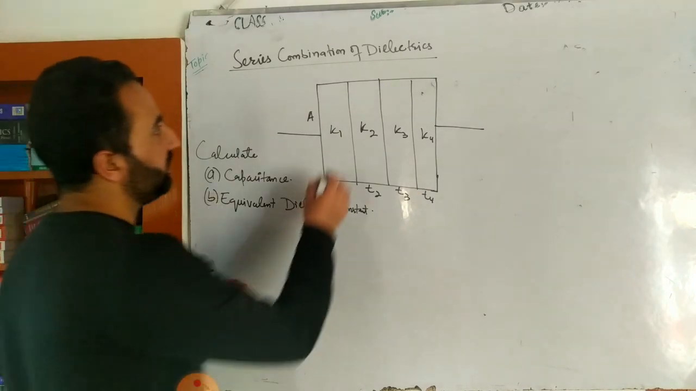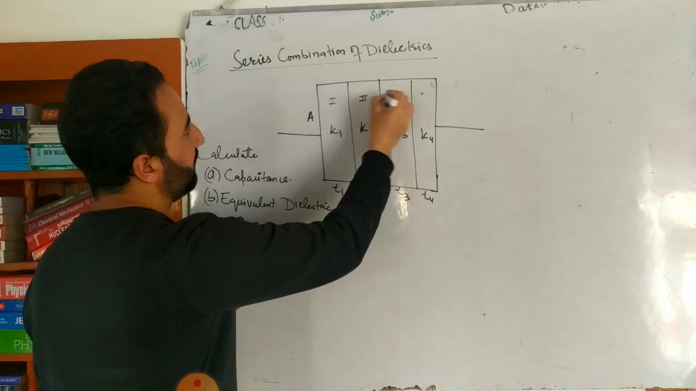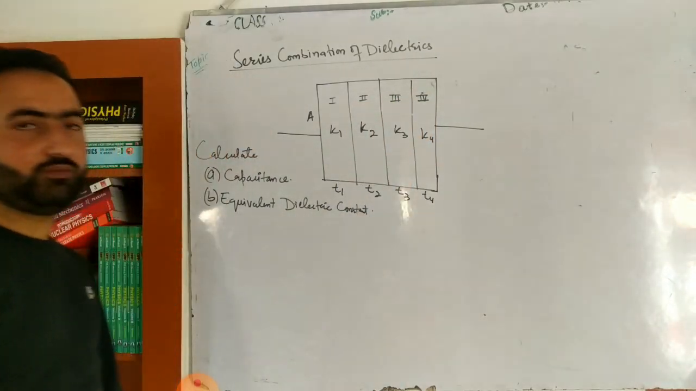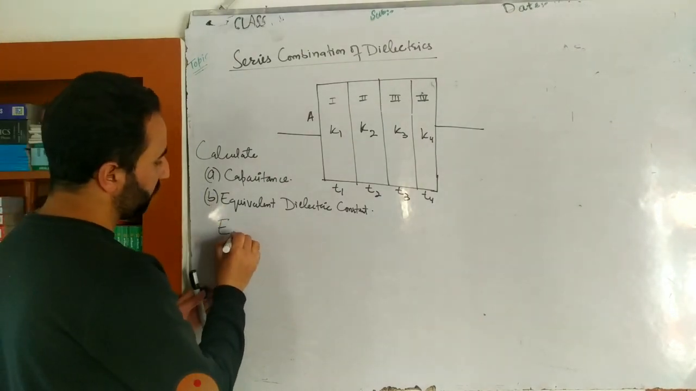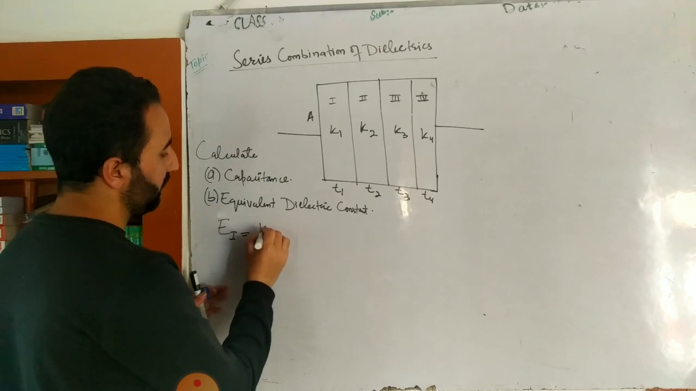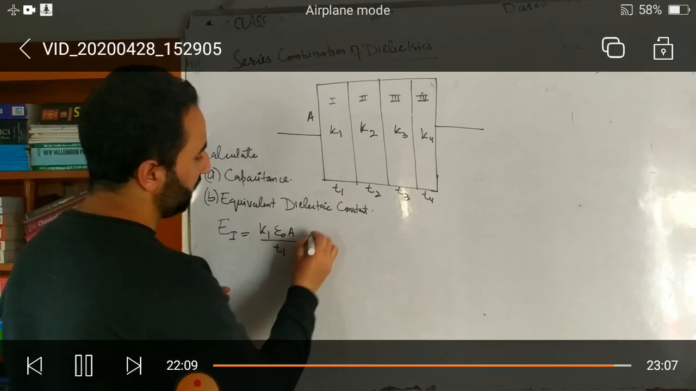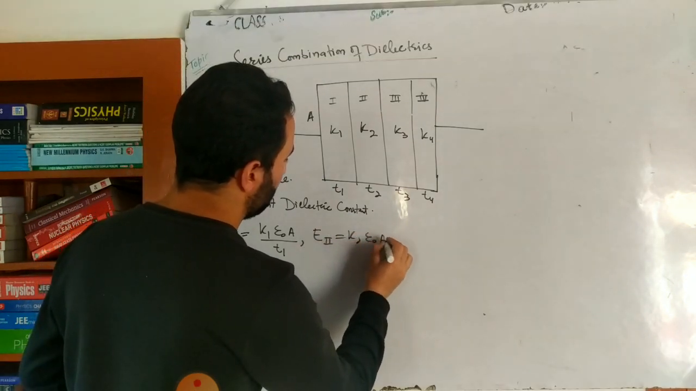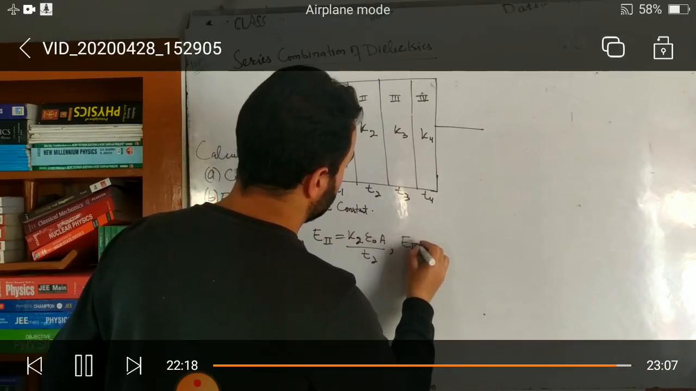Now there are different regions. Here, this region number first, this region number second, this region number third, this region number fourth, and obviously the electric field will not be the same in all the four regions. Electric field will be separate. So let's write down the equation for the electric field. E1 will be equal to K1 epsilon 0 A by T1. In the same way, electric field in the region number second will be equal to K2 epsilon 0 A divided by T2. And electric field in the region number third will be equal to what?